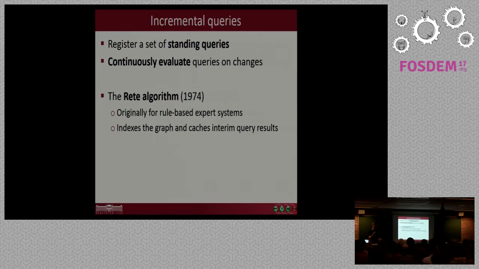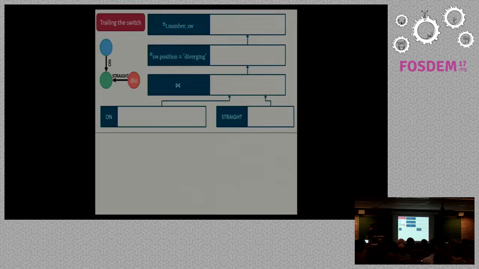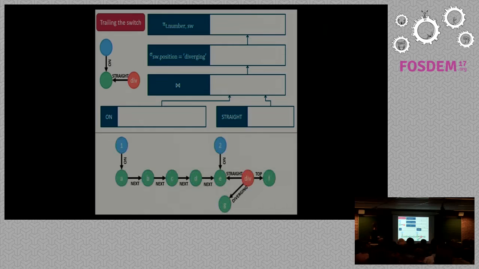So how does this look in practice? For the second constraint, trailing the switch, we have the graph pattern, and this is our RETE network. As you can see, you have your usual relational algebraic operators like joins, selections, and projections. So if we take the graph, then first what we do is index the graph for the appropriate edges. So first we gather the on edges to the indexer on the left. Then we gather the straight edges to the indexer on the right. And now we start to calculate the results for the graph pattern.